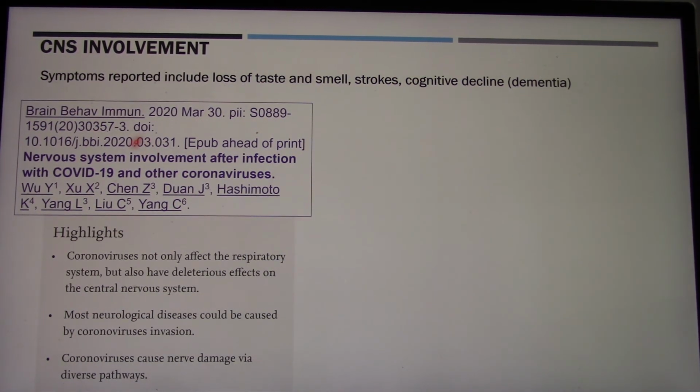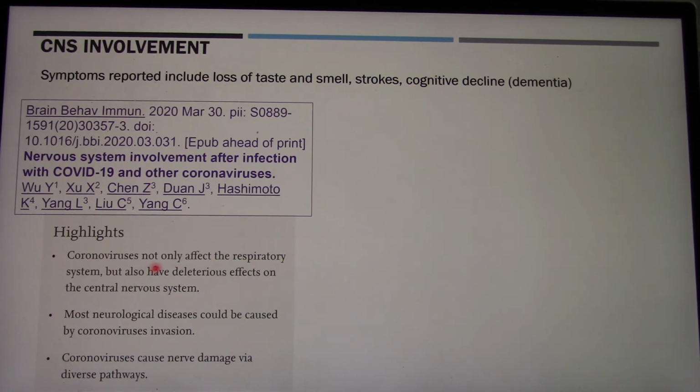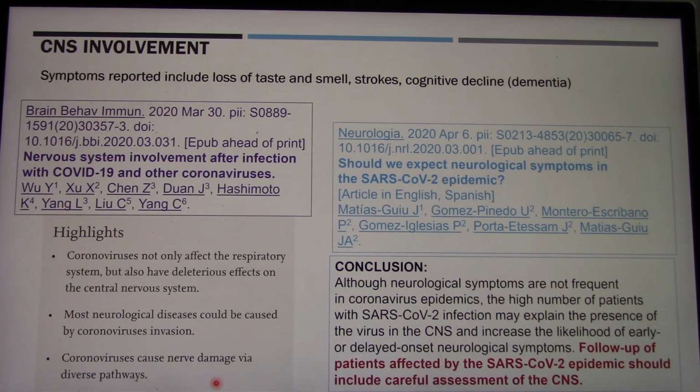So this is just evidence for what I just said. This is from a journal in 2020, March 2020. Coronavirus not only affects the respiratory system, but also has deleterious effects on the central nervous system. Most neurological diseases could be caused by a coronavirus invasion. Coronavirus causes nerve damage via diverse pathways. Okay, so nerve involvement. And this is from the journal Neuralgia. That was from Brain Behavior and Immunology that I just quoted.